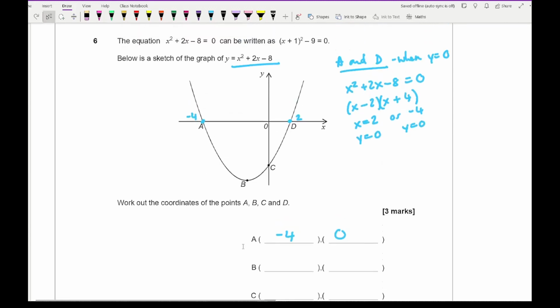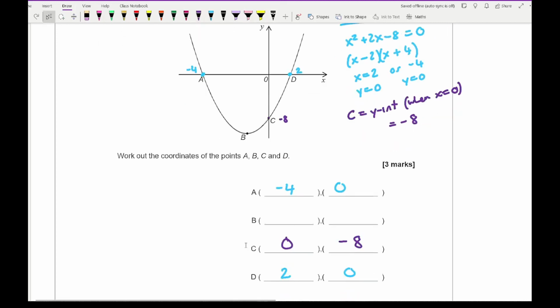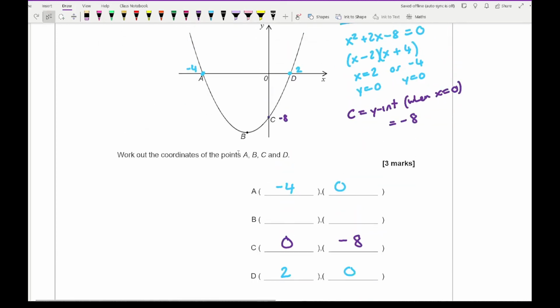Now C is basically where the y-intercept is. So C equals the y-intercept, and that is when x equals 0. If I substitute x equals 0 into this expression, I'm going to get minus 8. So this value here is at minus 8, which means the coordinates for C are going to be 0, minus 8.